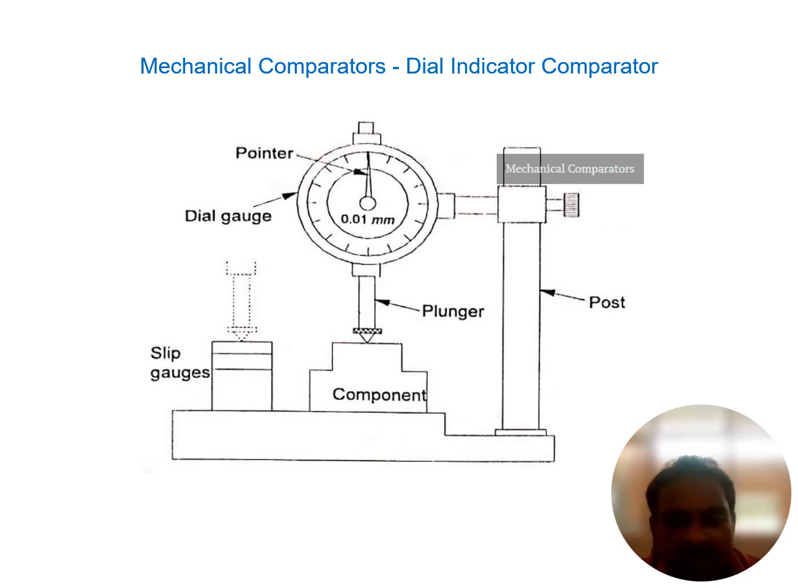Initially, we fix the component we want to measure on the table. Then we remove the component. Then we fix the slip gauge. Then we set the zero value. Then we remove the slip gauge. Then we insert the component we want to measure. Suppose the component is accepted, then the pointer is at 0. If the component is at maximum size, the dial gauge moves forward or reverse. So depending upon the component, we can decide whether the component is accepted or rejected.